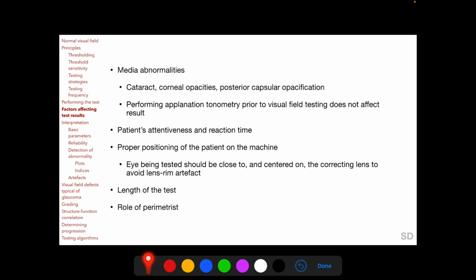Patient's attentiveness and reaction time can also affect result of perimetry, and proper positioning of the patient on the machine is very important, with the eye being tested positioned close to and centered on the correcting lens to avoid a lens rim artifact. Length of the test can affect test results, with longer tests affecting the attentiveness of the patient. And perimetrist still plays an important role, although the test is automated.